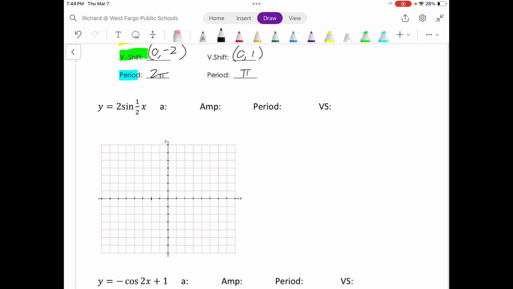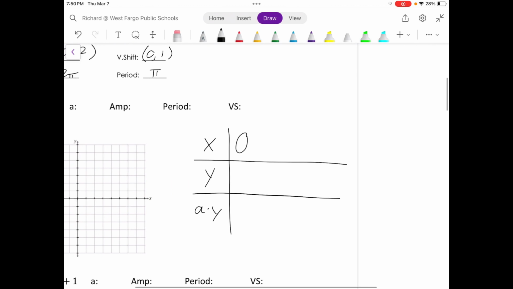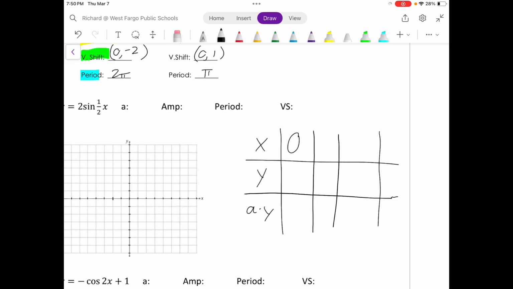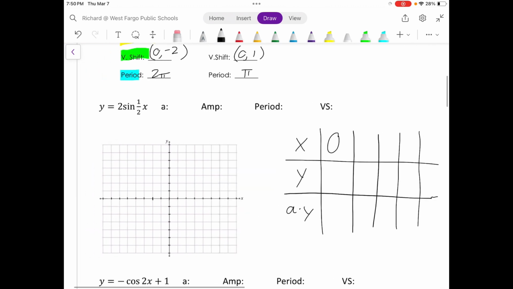Let's take that knowledge and pull it down to our first problem, which is 2 sine half x. We will be making a chart. We'll have our x, y, and our amplitude times y for our exact y. We will start at 0.